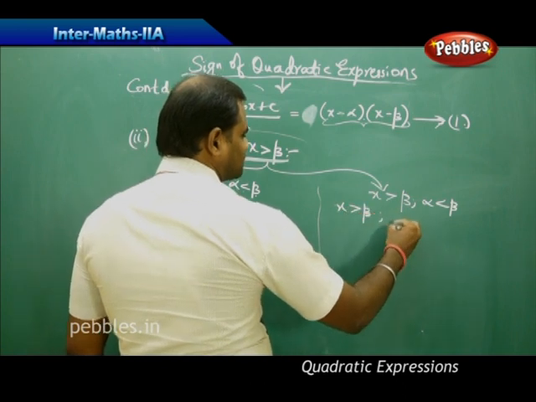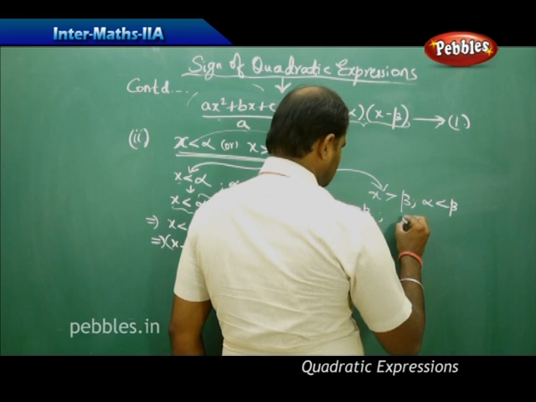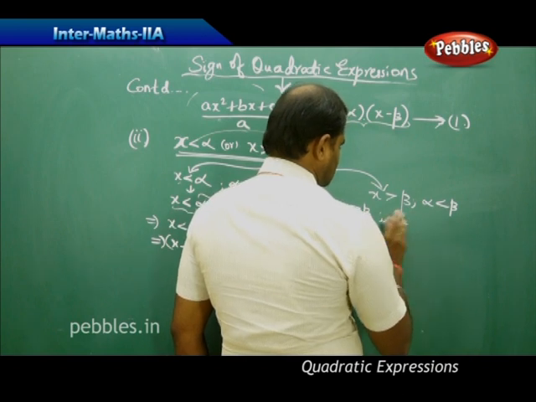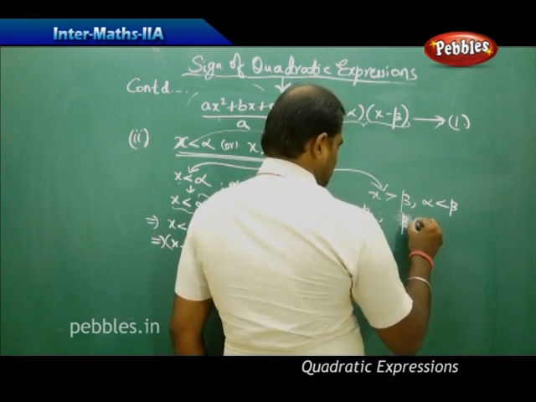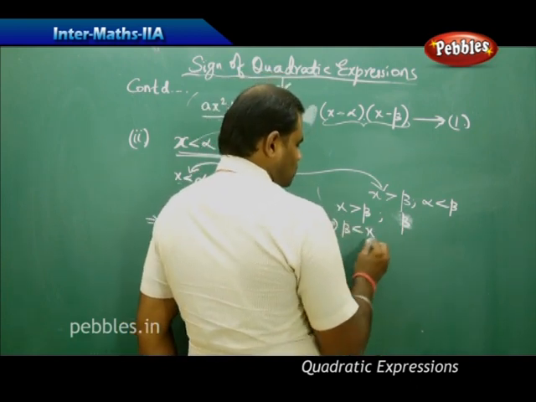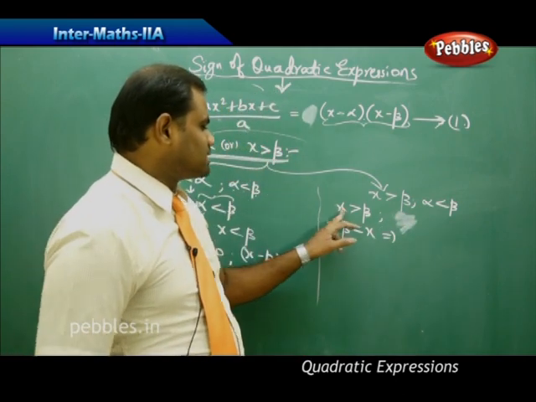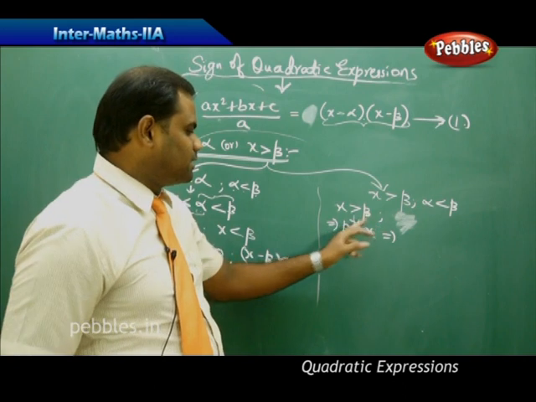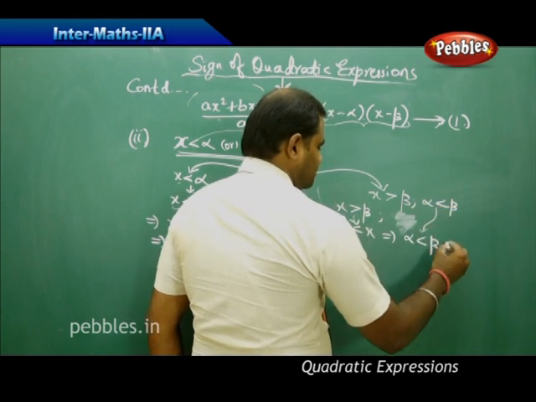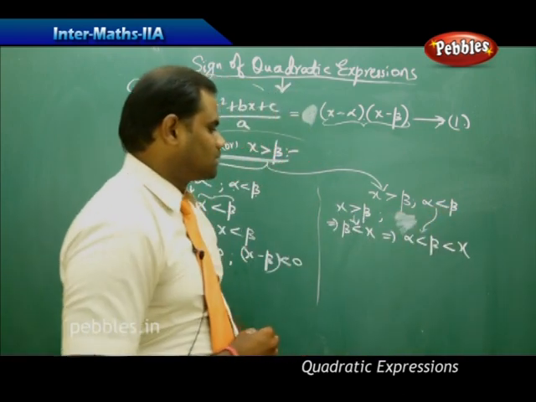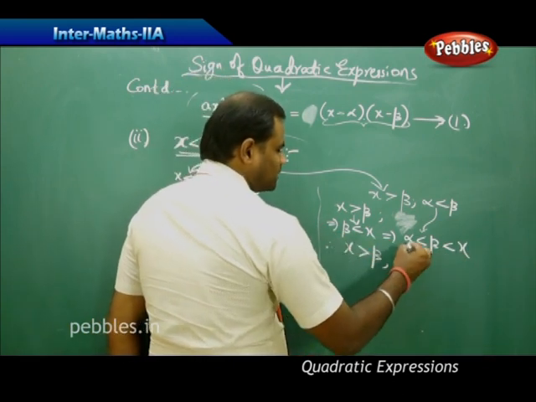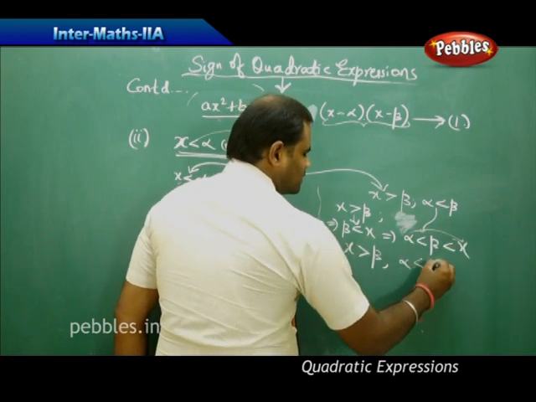So x greater than beta, and alpha less than beta. That implies I have beta less than x, but alpha is less than beta. So when beta is less than x from this equation, x greater than beta, and alpha less than beta from here implies beta is less than x. Therefore, alpha is less than x. Therefore, in this case, I get two conditions: x is greater than beta and alpha is less than x.